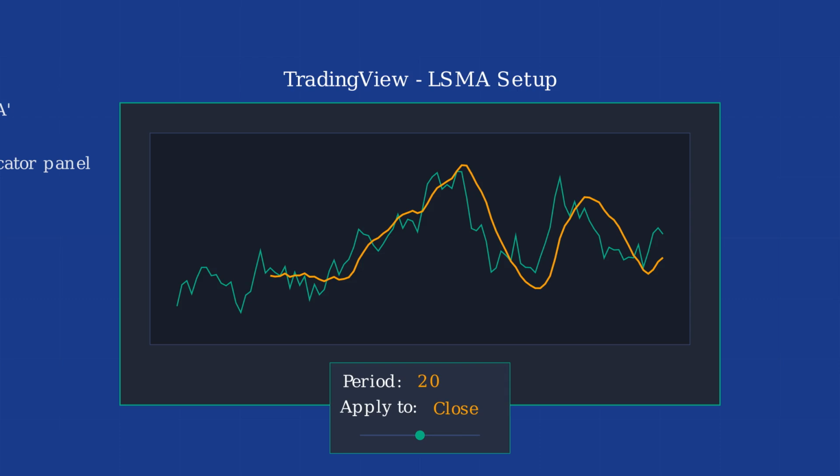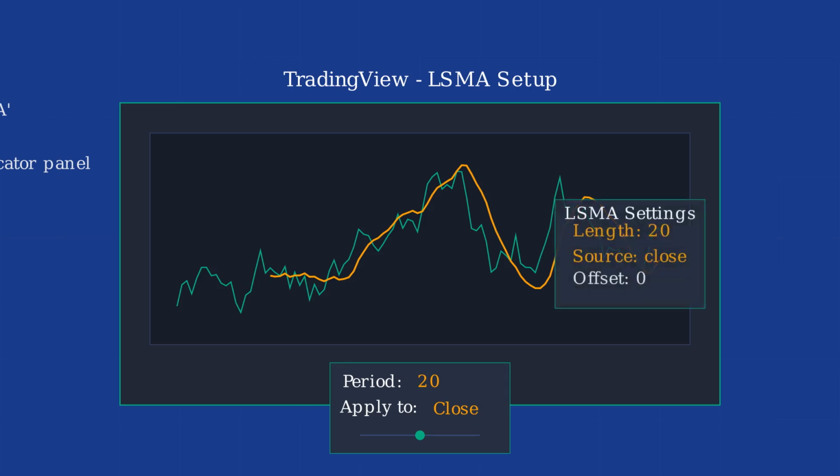On TradingView, adding the LSMA is simple. Search for LSMA in the Indicators panel or use the Pine script editor to create a custom version. TradingView offers a user-friendly interface for adjusting indicator settings. You can change the period length, price source, and even add an offset if needed. One important setting to consider is the price data source. While close is most common, you can also use HL2, high-low average, HLC3, typical price, or other combinations.